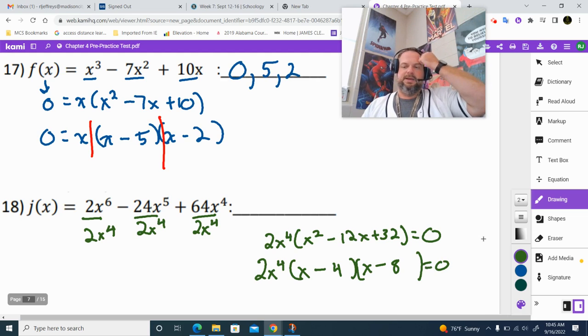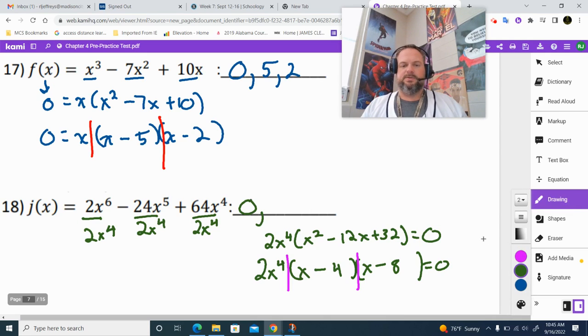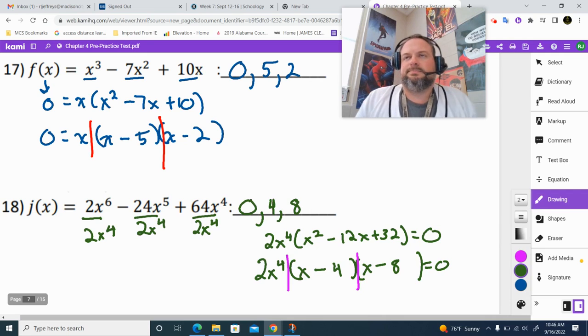And remember, if we cut these, well, we would get a 0, a 4, and an 8. That was the GCF. Kind of like how I factored out an x in the one beforehand.